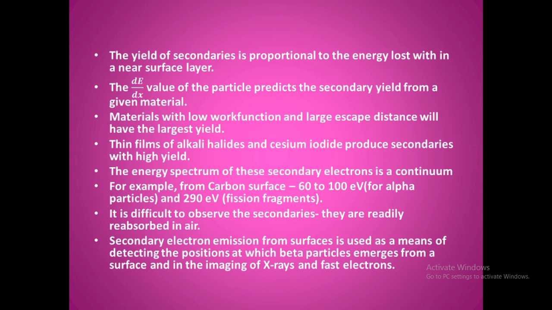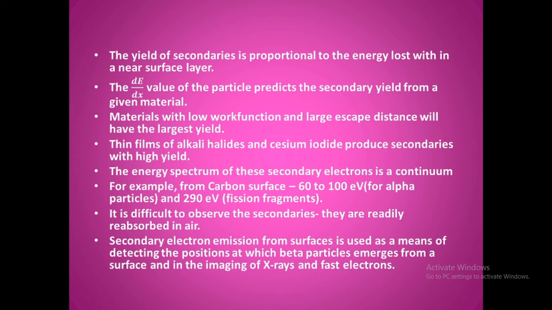The energy of the secondary electrons produced by lighter particles such as fast electrons is lower. So it is difficult or impossible to observe these secondaries as they are reabsorbed even in air. But if they are emitted into vacuum or low pressure gas, they are accelerated and easily guided by electric fields because of their low initial velocity.